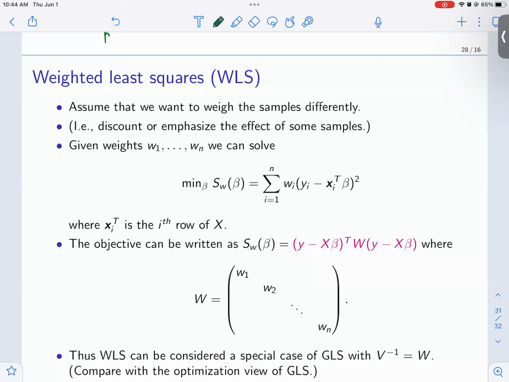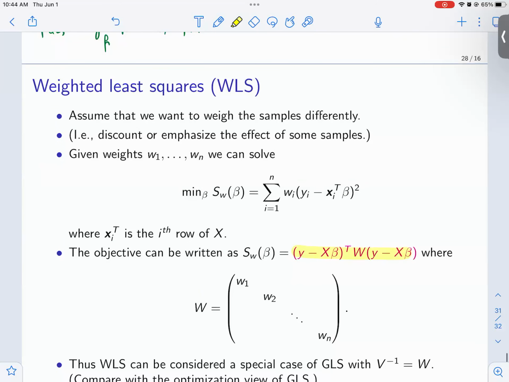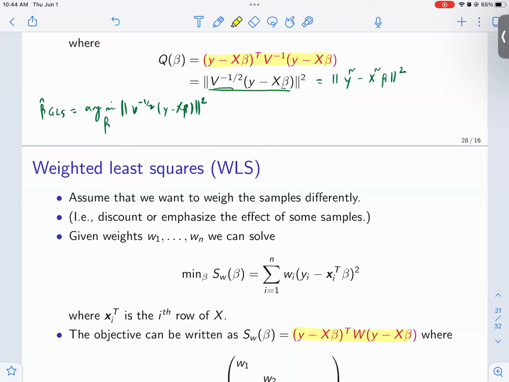If you write down this objective, you can write it as (y minus X beta) transpose W (y minus X beta), where W is this weight matrix. If you compare this with the objective function that we have, you see that this objective function is more general, because this is a special case where the middle matrix is diagonal. If I define V to be W inverse, I get back the GLS. This has nothing to do with noise, just looking at the optimization problem. Weighted least squares with this transformation is the same as GLS.